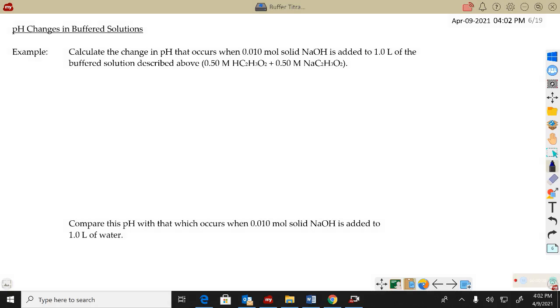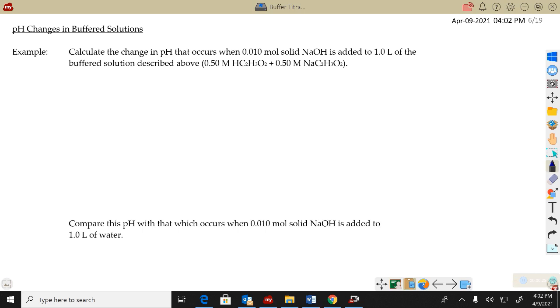Now that we can use the Henderson-Hasselbalch equation to calculate the pH of a buffer solution, we can apply that to a change in pH that happens when you add strong acid or strong base to your buffer. The worst part of all of this is writing the equation. If you can write the initial equation, the rest of the math, that's fine.